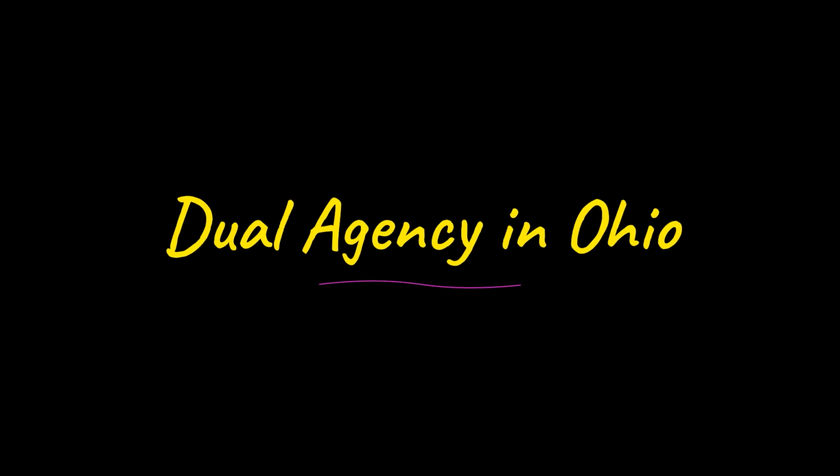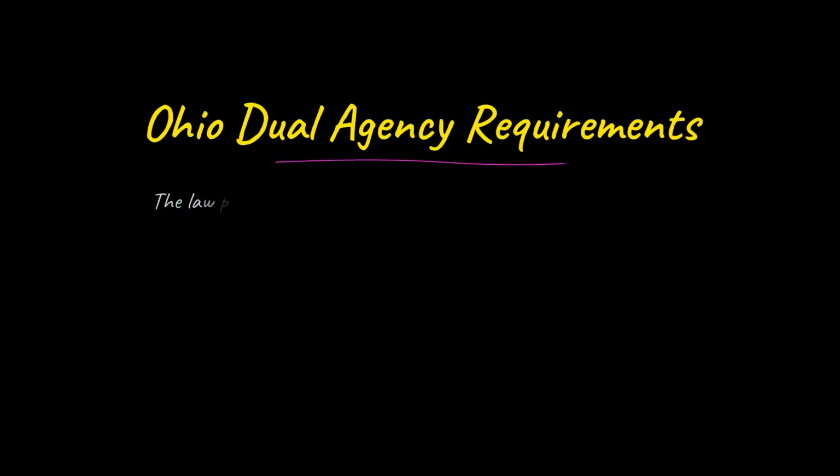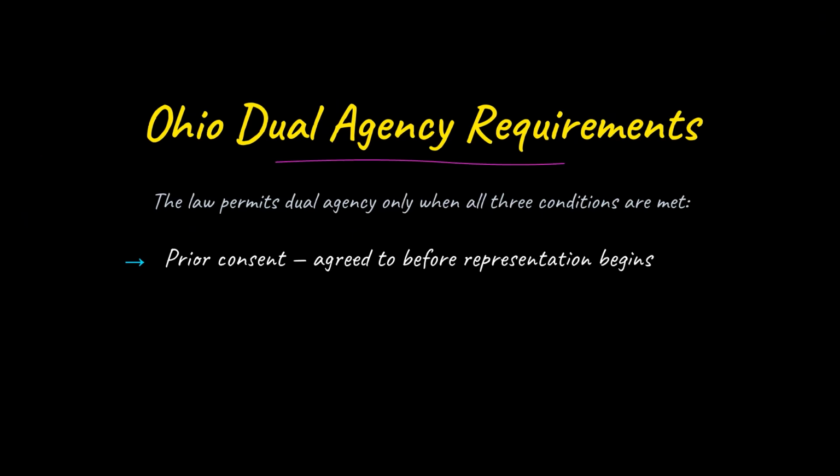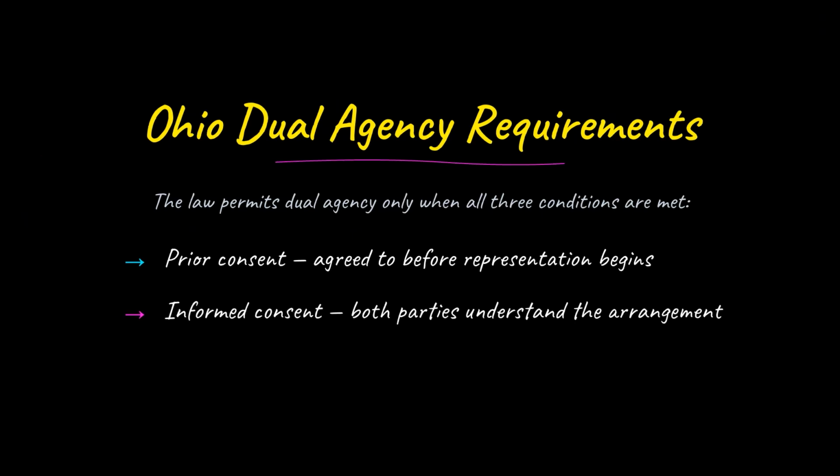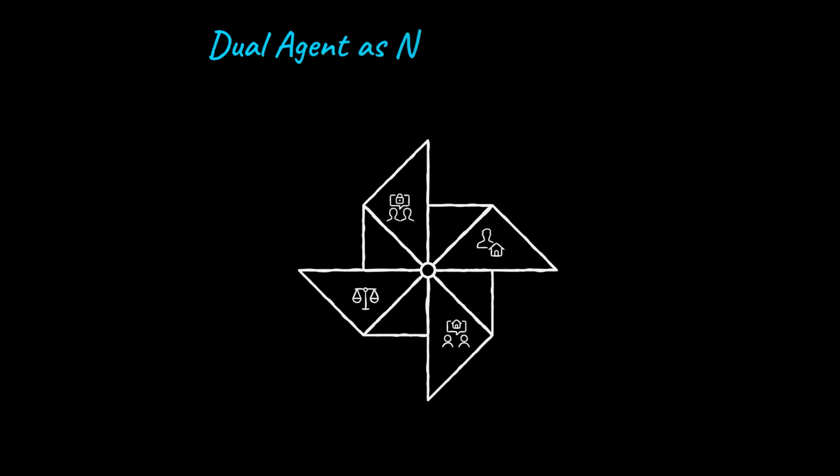Dual agency occurs when a single licensee or brokerage represents both the seller and the buyer in the same real estate transaction. This creates an inherent conflict of interest because both parties have opposing goals. Ohio law strictly conditions dual agency on 3 requirements. Consent must be prior, meaning given before representation begins. Informed, meaning both parties genuinely understand what they are giving up. And written, meaning documented on paper. All 3 must be satisfied.